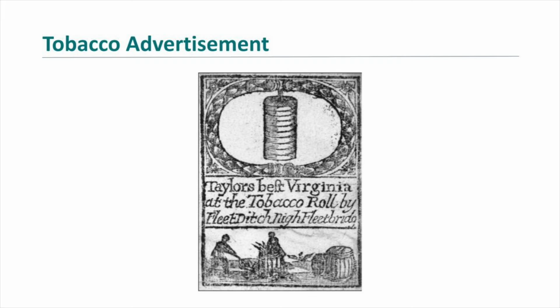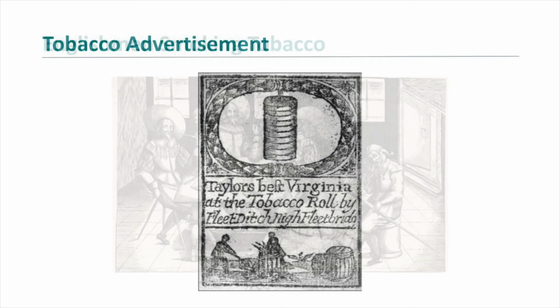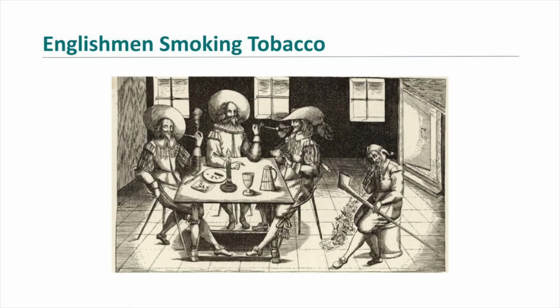This is again, I keep bringing up these advertisements that were shown back in England. This is an advertisement for tobacco that includes images of slaves handling barrels and tobacco plants. And this is an engraving of Englishmen in a tavern smoking tobacco.